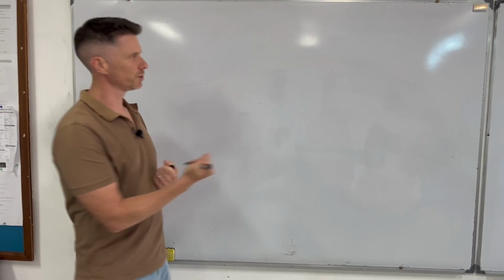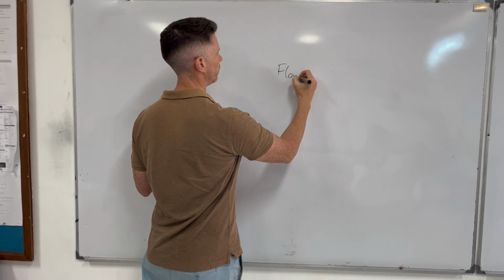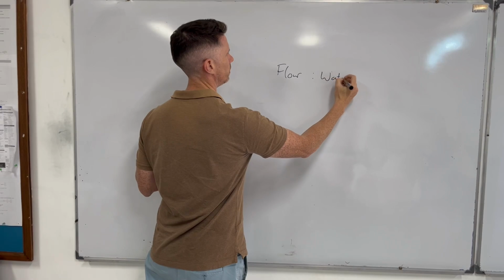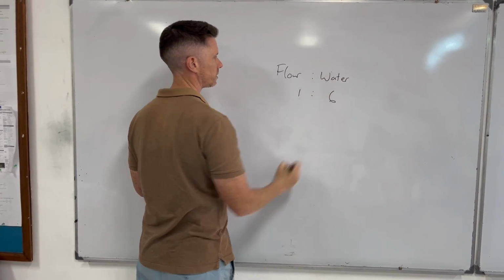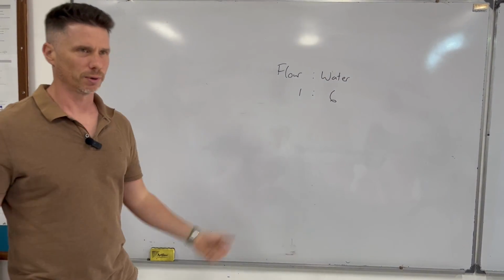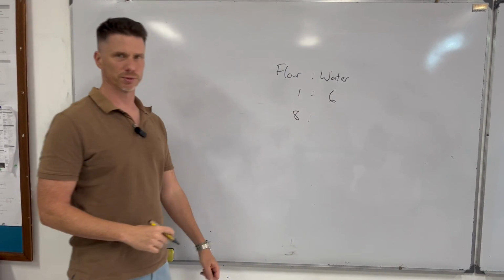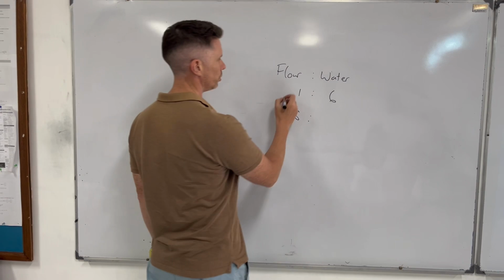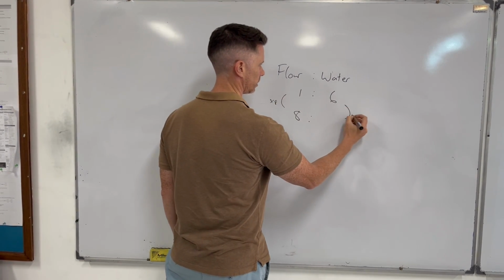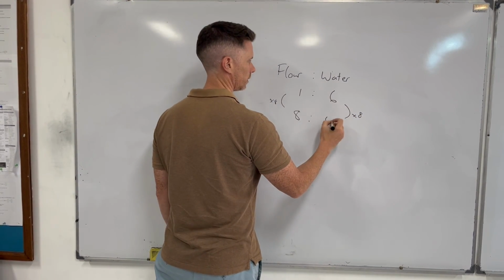Flour. So here's your ratio. Flour to water is 1 to 6, but I want to make more. I want to use 8 cups of flour. How much water do I use? Yeah, so I can just multiply. If I multiply that side by 8, I can multiply that side by 8, and I get 48.